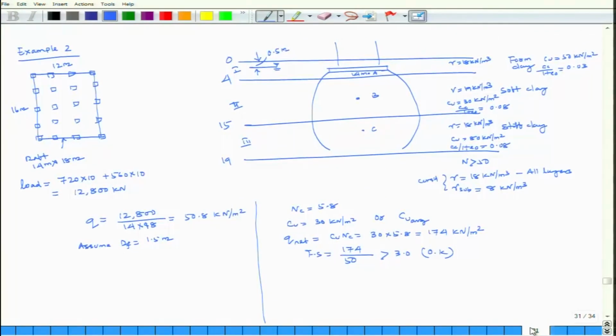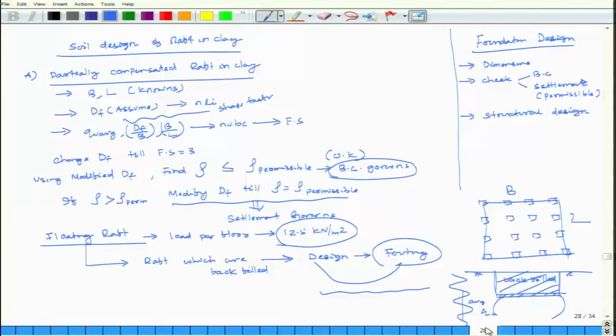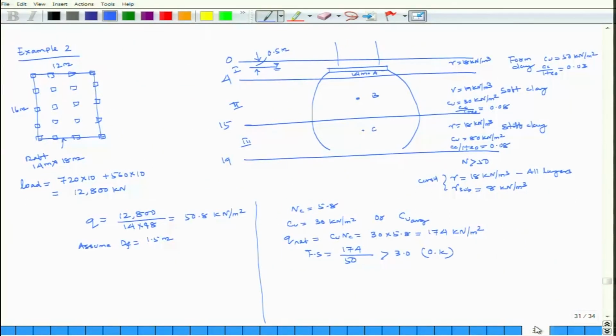So, this is a case of not fully compensated. When net load intensity is equal to 0, it is fully compensated. In that case, as I explained earlier, it is a case of a floating raft, very simple. It will be designed like a footing. So, in this case, straightforward, what I have done is: raft size has been given, load has been given, load intensity has been calculated, net load intensity has been calculated, assuming a value of depth of the foundation 1.5, then net load intensity is coming 174 kilonewton per meter square.